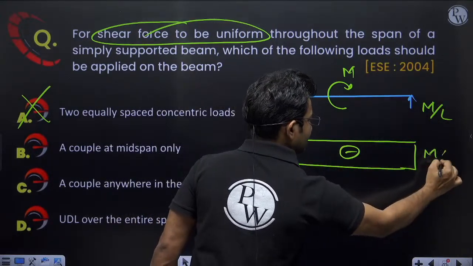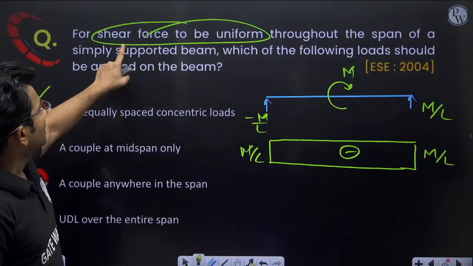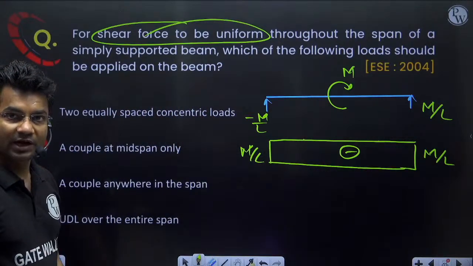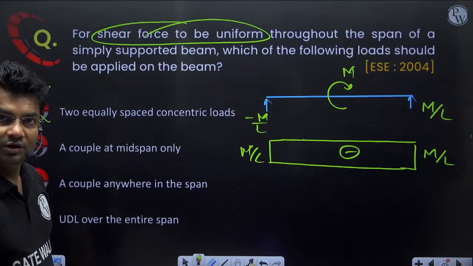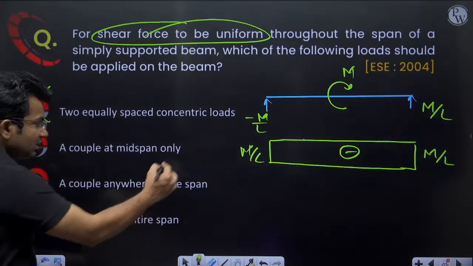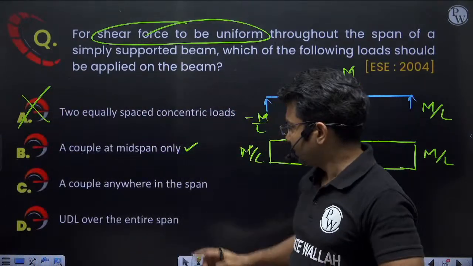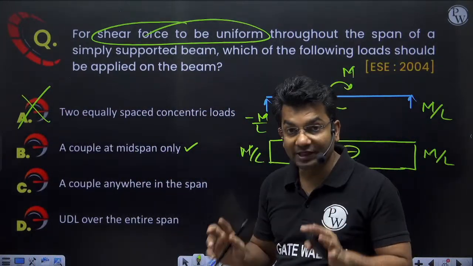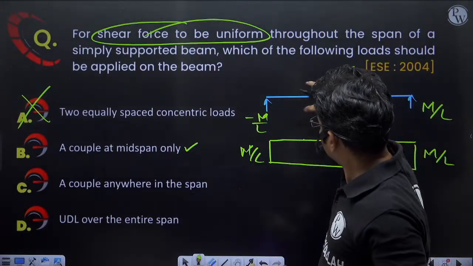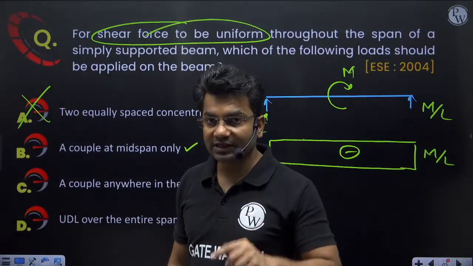Okay, so my shear force diagram will be like this, negative m by L. So shear force is uniform. Yes, shear force is uniform. Hi Ashwini. Okay, so shear force is uniform in this case, so correct answer will be this. But here they have written couple at midspan only. That means it implies that if my couple moves somewhere else, then this will not remain uniform. Is it saying this also?